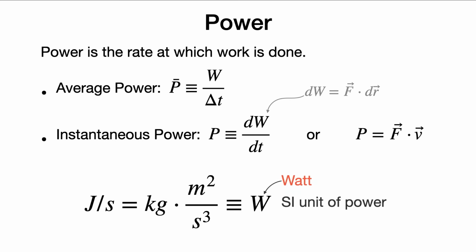Also, the units for power are simply going to be energy divided by time, that is joules per second, which we can write in basic units as kilogram meter squared per second cubed. And because we use this unit so often, we give it its own name. We call it the watt and designate it with the letter capital W. So this is the SI unit of power.